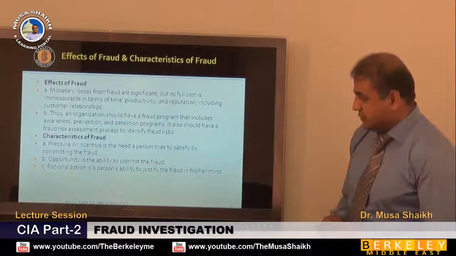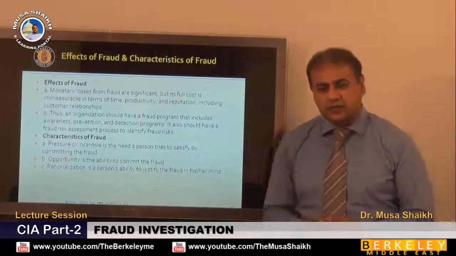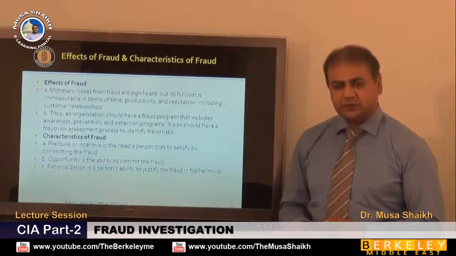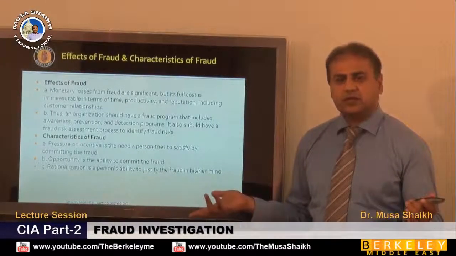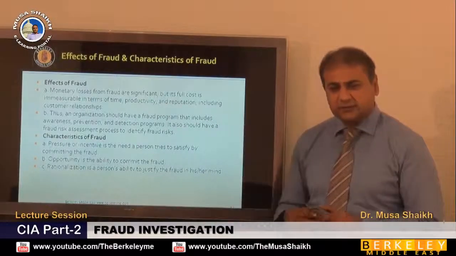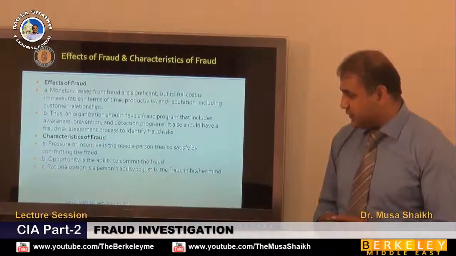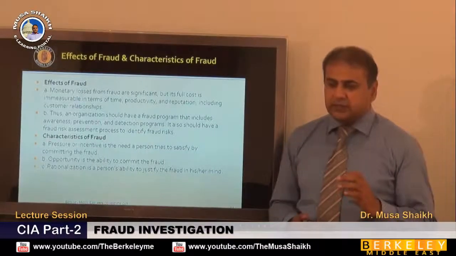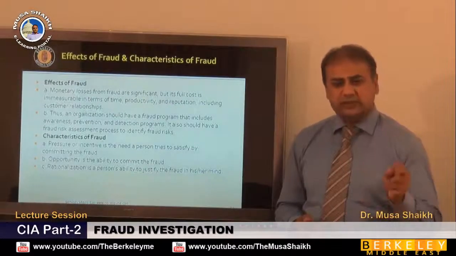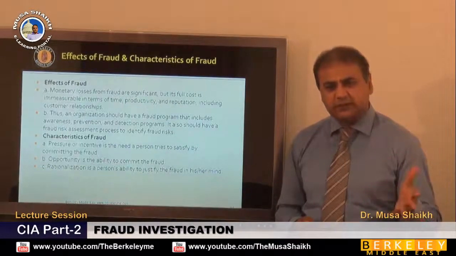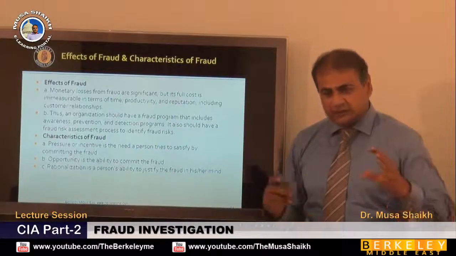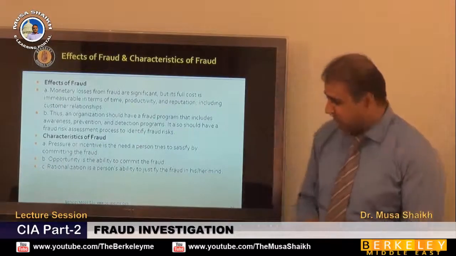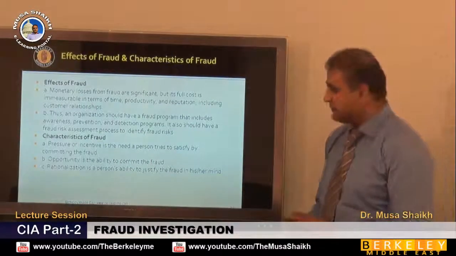Opportunity is the ability to commit the fraud. Sometimes opportunity is a very important thing. For example, if you don't have effective control systems, policies, procedures, people say no one takes care, so let's play around. And rationalization is a person's ability to justify the fraud in his or her mind. Some people are so logical, convincing. Even if you catch them, they will tell you, this is not a fraud, this is a practice here. We cannot do anything about this happening. So you get influenced by that. So this is the ability of a guy to justify the fraud.